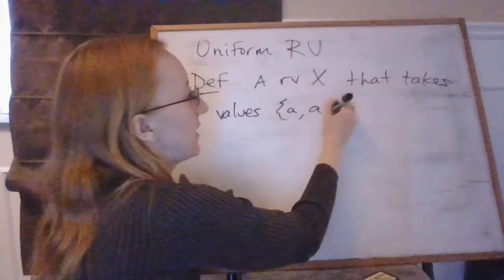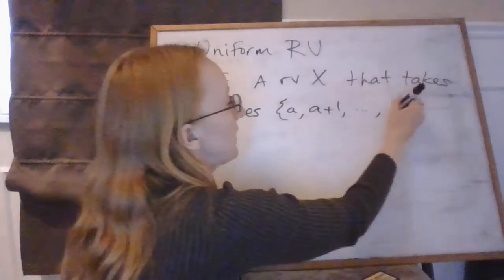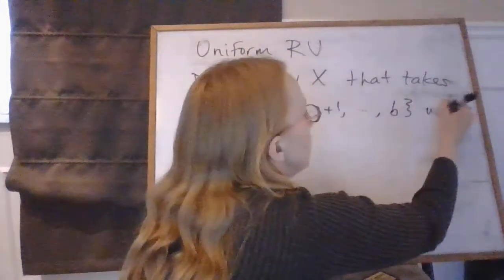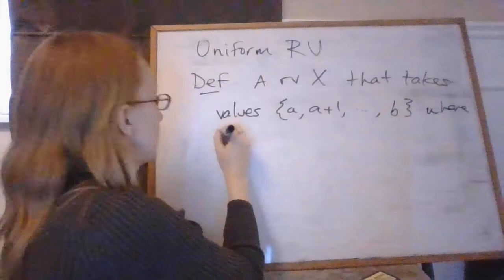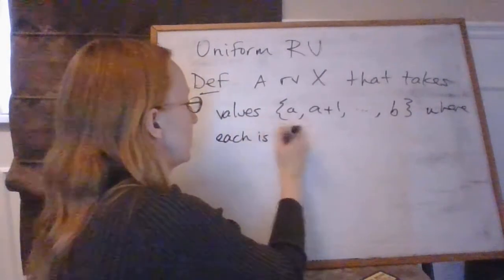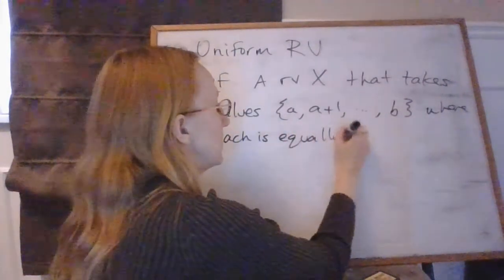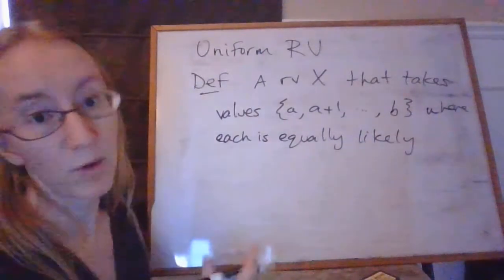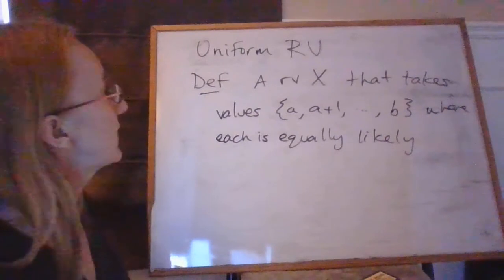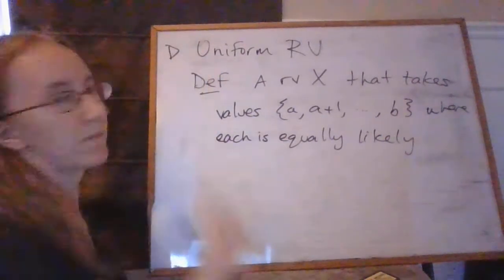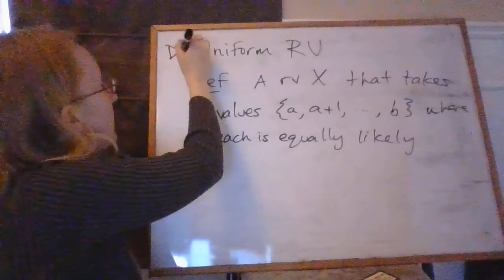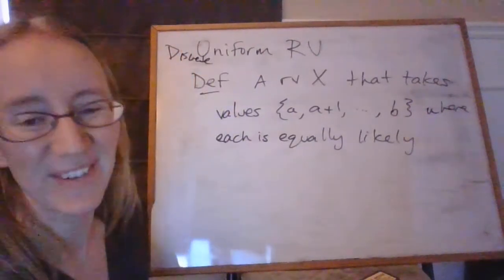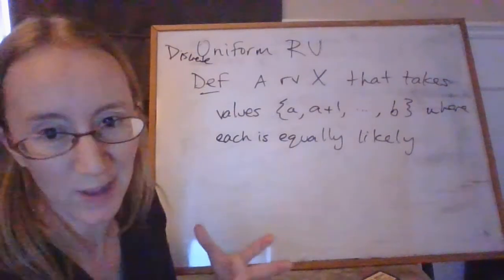So we'll call them a plus 1, a plus 2, etc., up to b, where each value is equally likely. That's what we call a uniform, or rather a discrete uniform random variable. Usually we specifically refer to that as a discrete uniform. Sorry for squeezing that on there, discrete uniform random variable. There's a continuous version as well, spoiler alert.